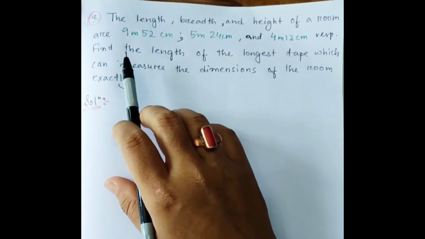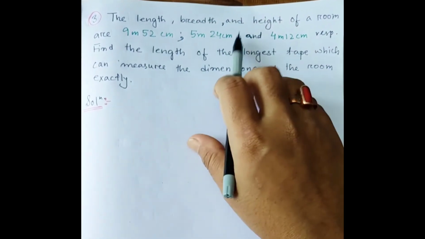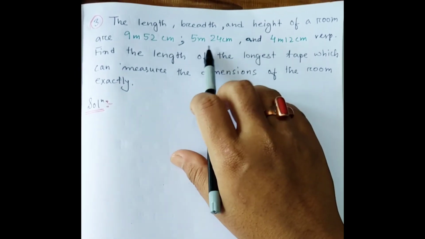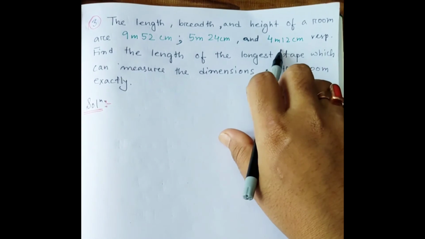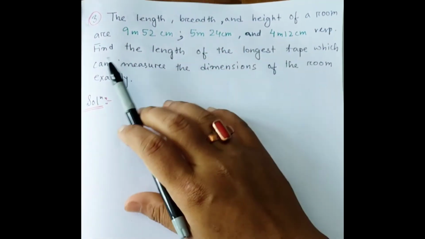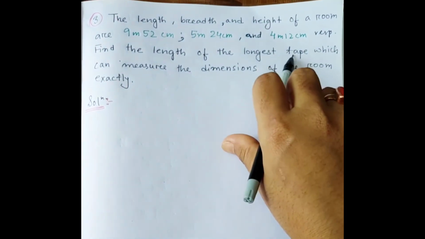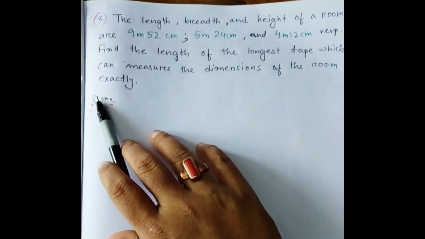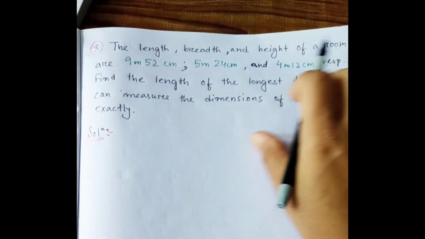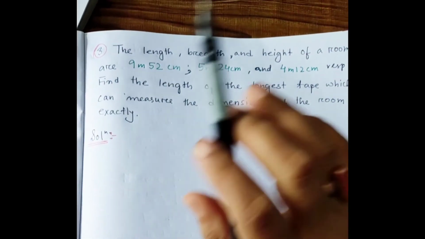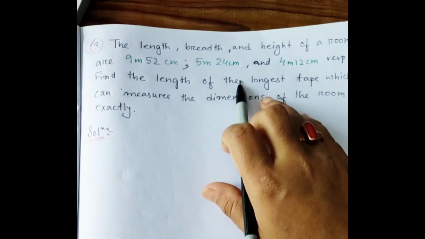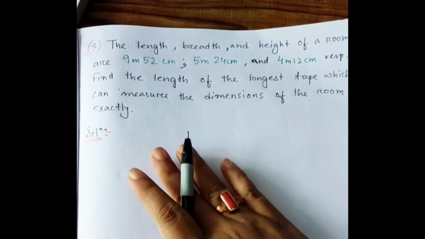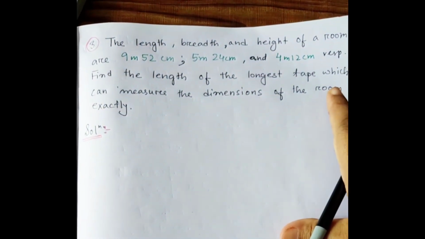So the next question is: the length, breadth and height of a room are 9 meter 52 centimeter, 5 meter 24 centimeter and 4 meter 12 centimeter respectively. Find the length of the longest step which can measure the dimensions of the room exactly. So here, length, breadth and height of a room means the dimensions or the measurements of the room are given. Now you will have to find the longest step which can measure the dimensions of the room exactly.